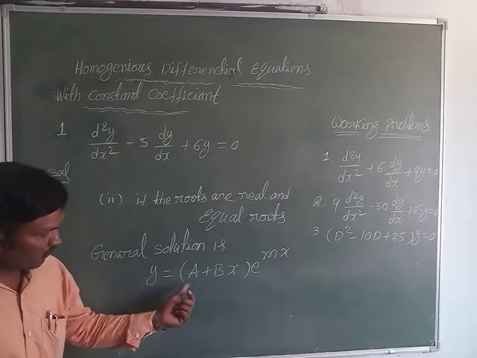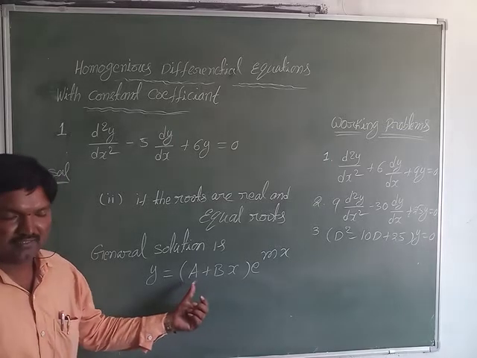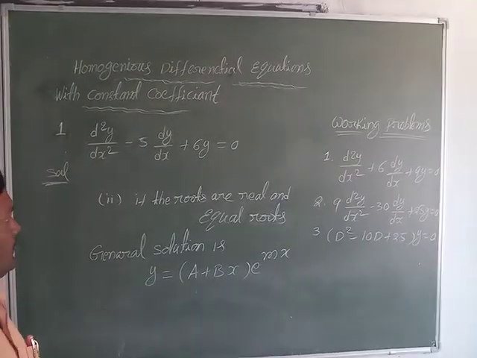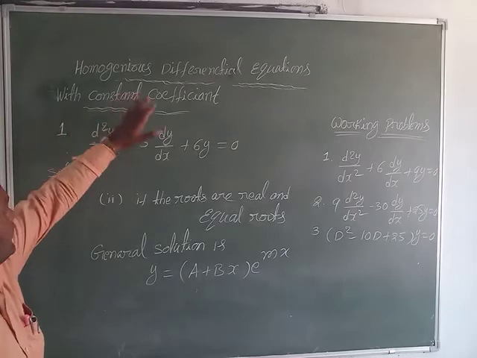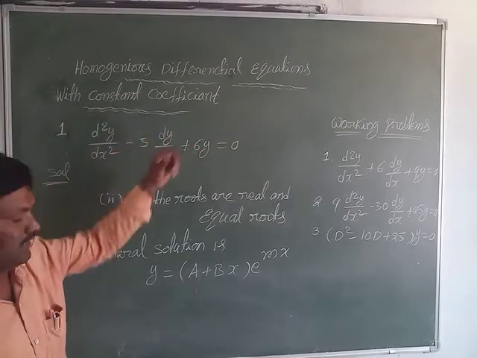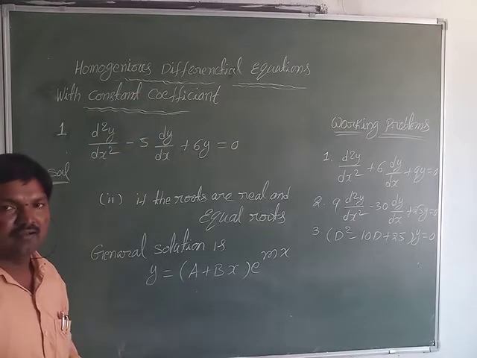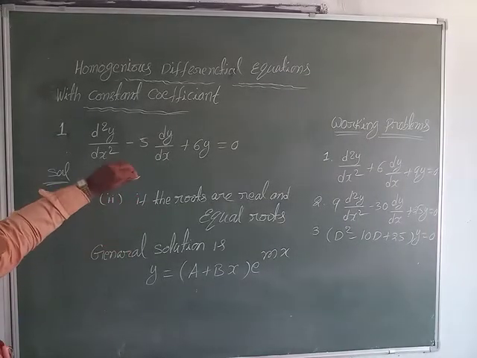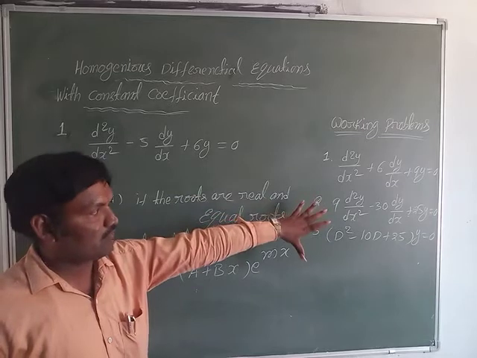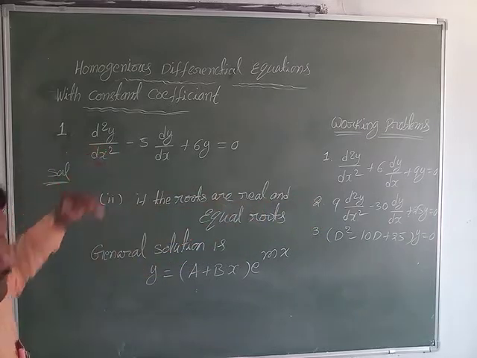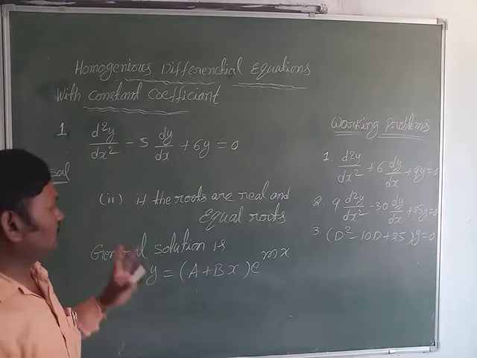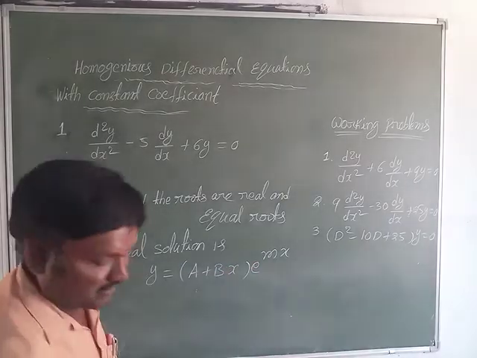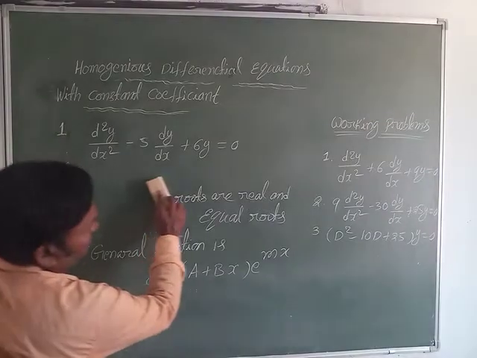So what about a and b? These a and b are called constant coefficients. We already learned the homogeneous equation with constant coefficients, so a, b are the constant coefficients. In case 2, along with the working problems given, I am writing one problem here and we will complete it. The general solution is y is equal to (a plus bx) into e to the power of mx. Now we will start the problem.